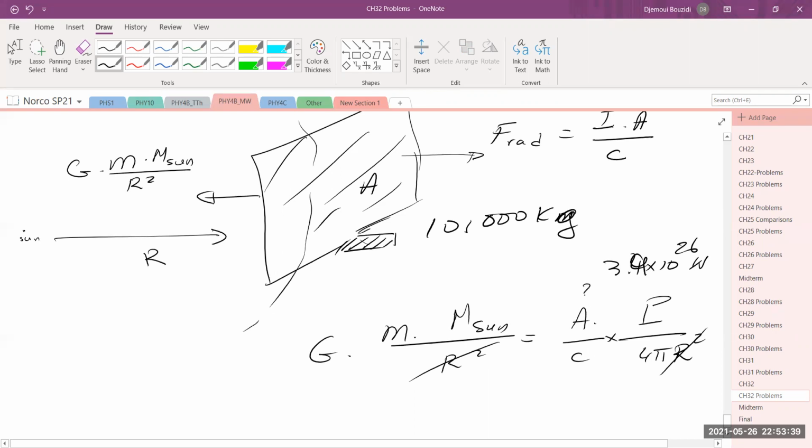The area is what we want. This is how big the sail needs to be in order for it to propel it. c is the speed of light. The mass is 10,000 kilograms. The mass of the sun is 10 to the power, did they give you that number? Or we have to Google it? I don't want to give you a wrong number. It's 2 times 10 to the power 30 kilograms, I believe. 1.9 or something like that. Mass of the sun.